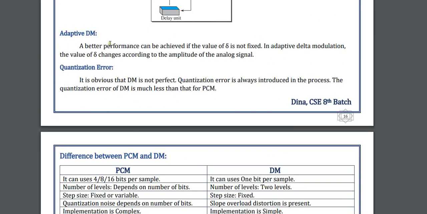Now the adaptive DM means that better performance can be achieved when the value of delta is not fixed. In this delta adaptation of delta modulation, the value of delta is chosen according to the amplitude of the analog signal.